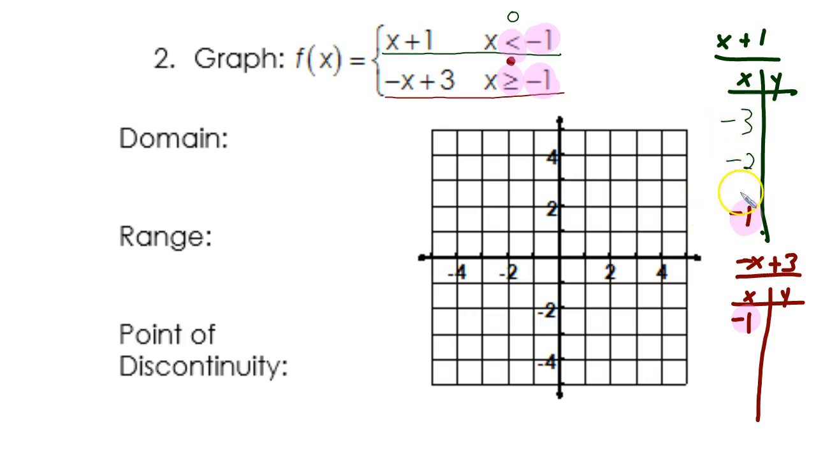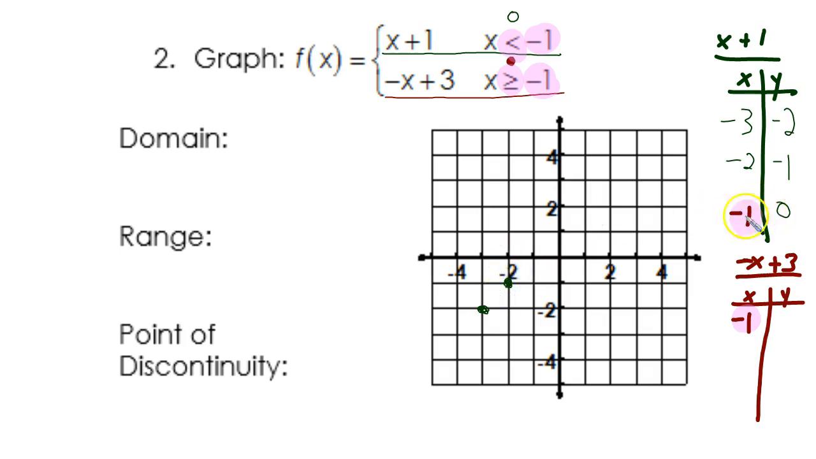I'm going to plug these x values into my x plus 1. -3 plus 1 is -2. -2 plus 1 is -1. And -1 plus 1 is 0. And I'm going to plot these ordered pairs. -3, comma, -2. I put a dot on the graph. -2, comma, -1. I'll put a dot on the graph.